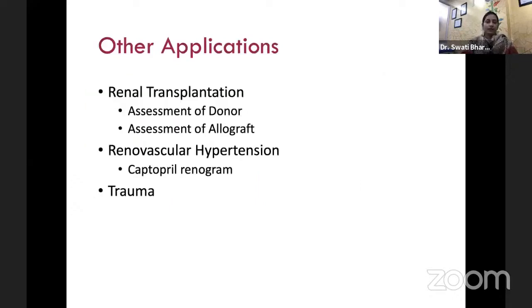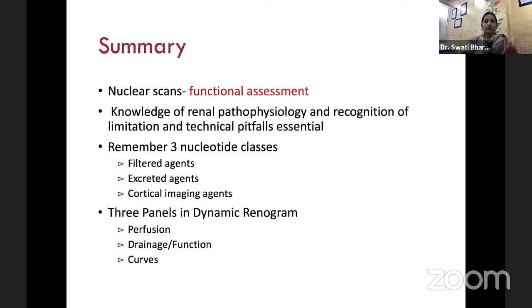There are other applications which I'm not going to discuss because of time constraints: renal transplantation, assessment of renovascular hypertension, and trauma. To summarize, nuclear scans give us very important functional information, but one should know about the pathophysiology of the kidneys and of the tracers, to decide which investigation will best suit a patient. And while interpreting the scans, the technical pitfalls also should be known.